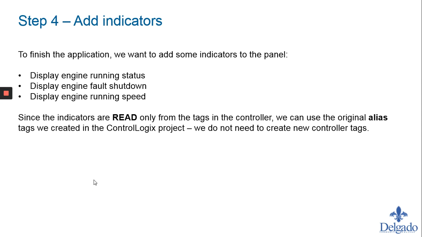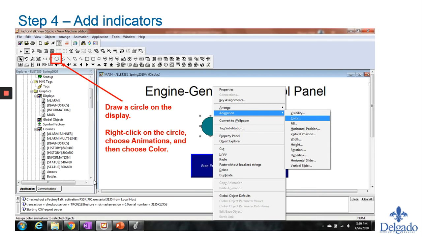All right, so we've made the push buttons. Now we want to add some indicators. So indicators are going to be simply just displaying a value of a tag on the screen. So now that's a read. Okay, so if we're just going to be displaying something, we're just reading the data from the controller. So if I'm just reading the data from the controller, I can read those alias tags that are directly tied to outputs on the PLC. I don't need to go create separate tags to do reads. So how do we do this?